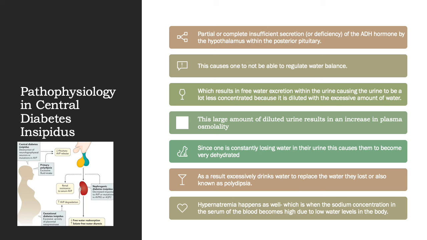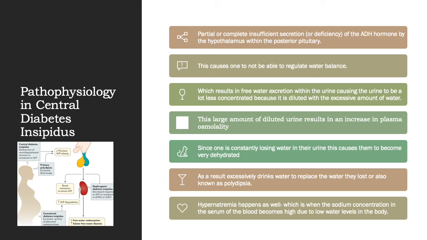So this partial or complete insufficient secretion causes one to not be able to regulate the balance of water, and this results in free water excretion, just a bunch of water being excreted into the urine. It makes the urine a lot less concentrated because it's diluted, or watered down, with lots of water. And this large amount of diluted urine results in an increase in plasma osmolality, since they're constantly urinating this very diluted urine, so they're losing a lot of water.